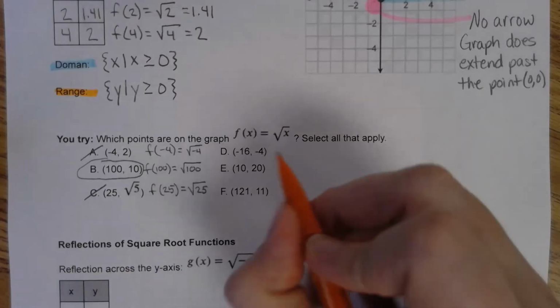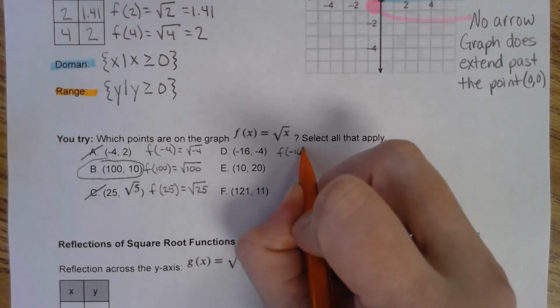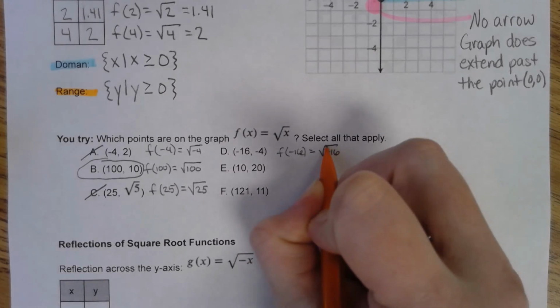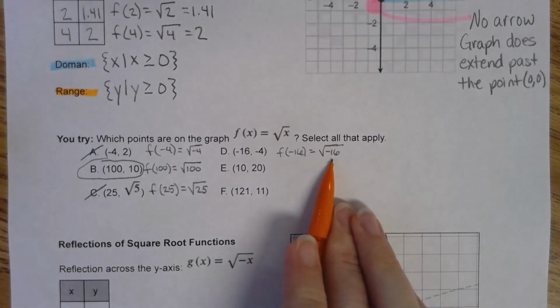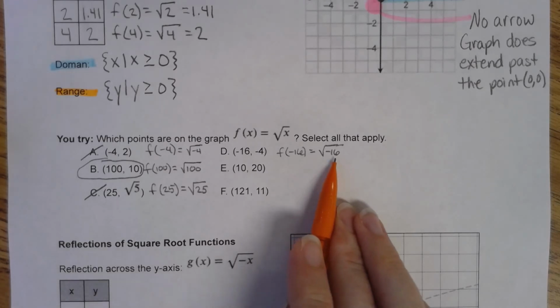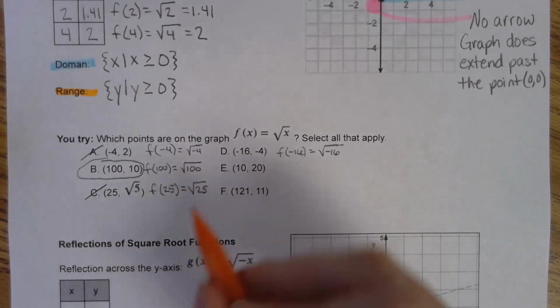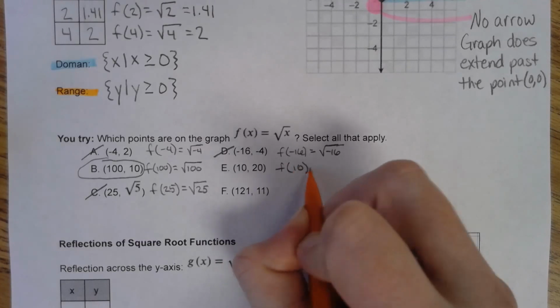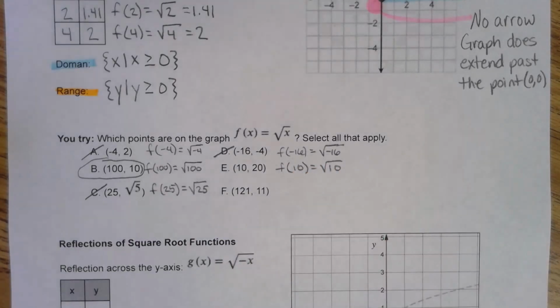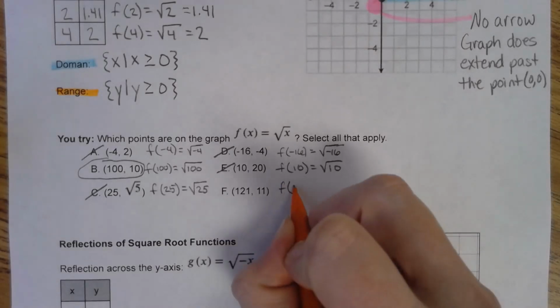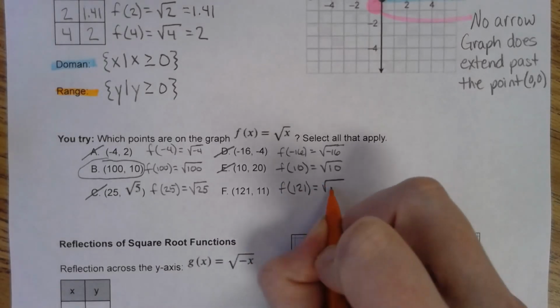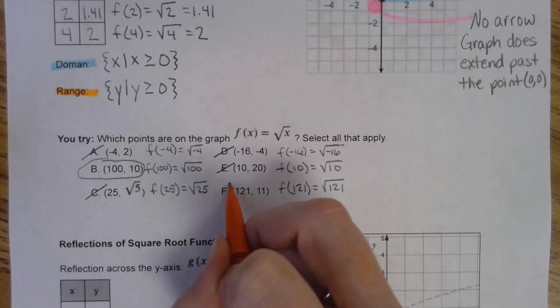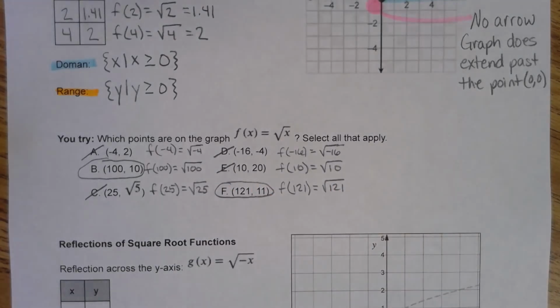For part D, if we had our input value of -16, remember taking the square root of a negative results in an imaginary number, so we will not pick this one because it shows an output of -4. So that would be incorrect. f of 10, when we take the square root of 10, because 10 is not a perfect square, we would not be able to take the square root of it, so we would not select that one either. And then finally, f of 121. 121 is a perfect square and it does equal 11, so that would work for this function.